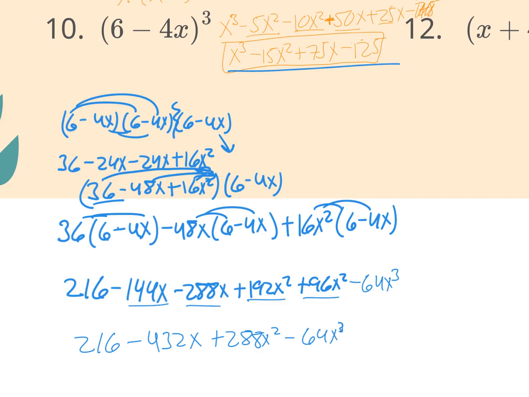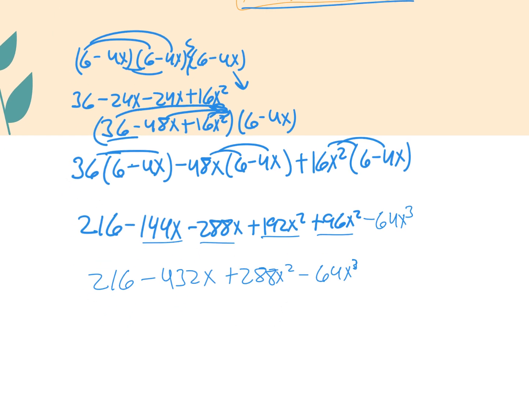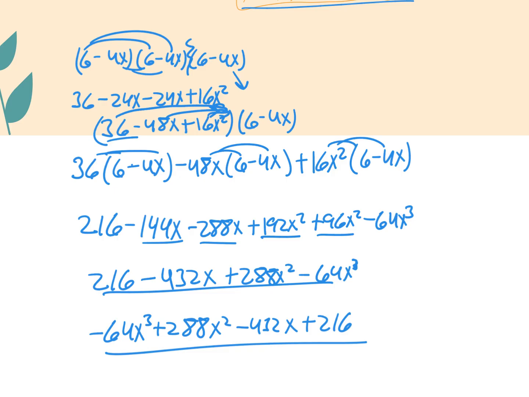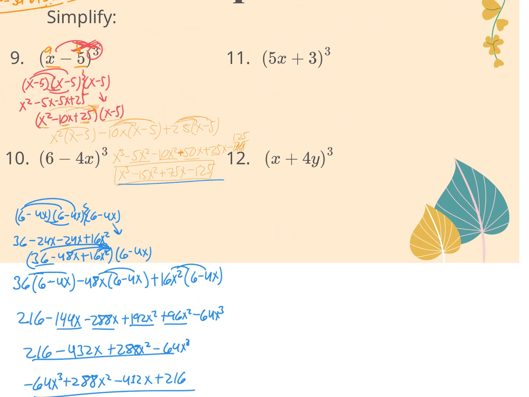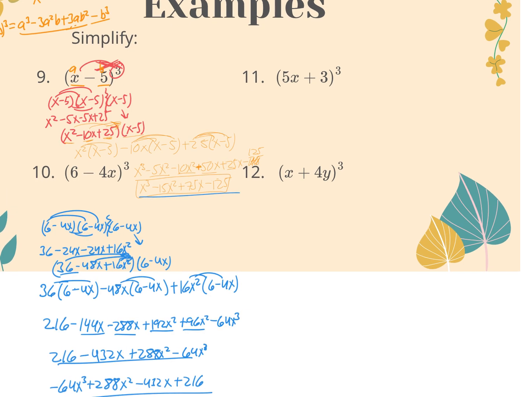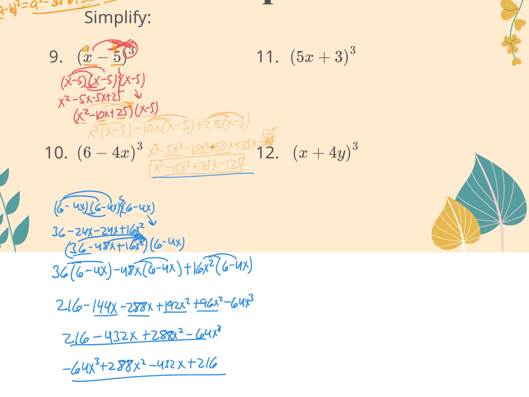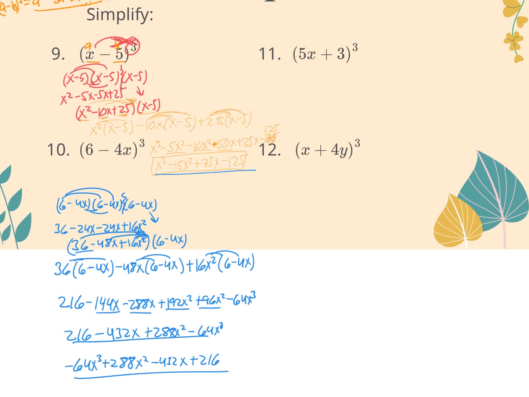All right, so we get this as our final answer. If you want to write it in standard form, you can, but this is fine. In standard form would be negative 64x to the third plus 288x squared minus 432x plus 216. So that's also fine. All right, so these take a little bit of time. I'll leave the last two for you guys to do, but it's going to be the exact same idea as before. All right, so it shouldn't be anything new.